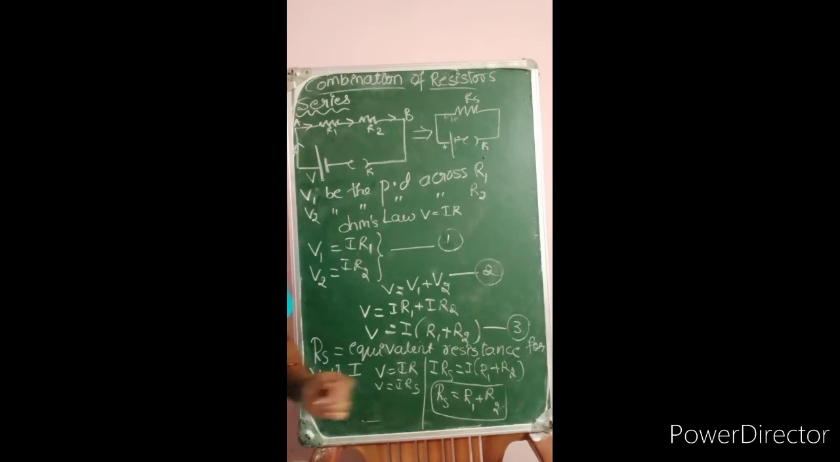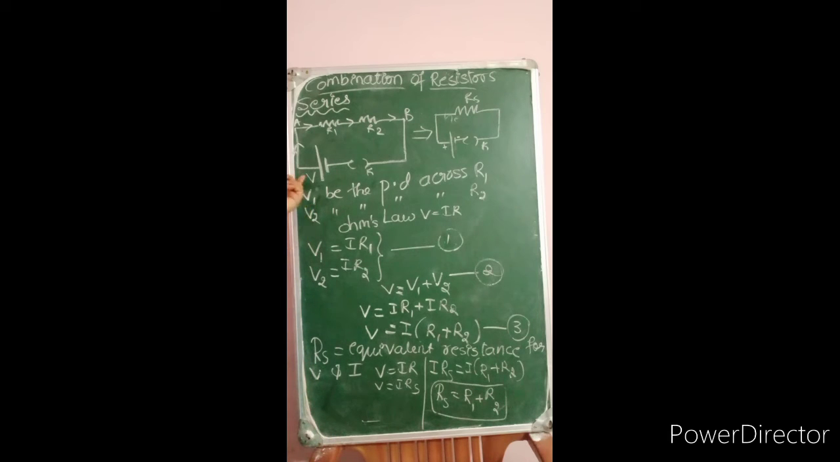This is called the effective resistance. From this expression we can say that in the series combination, the effective resistance is always greater than the highest resistance in the combination.